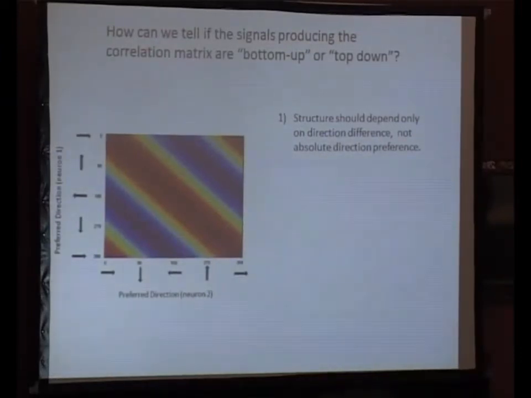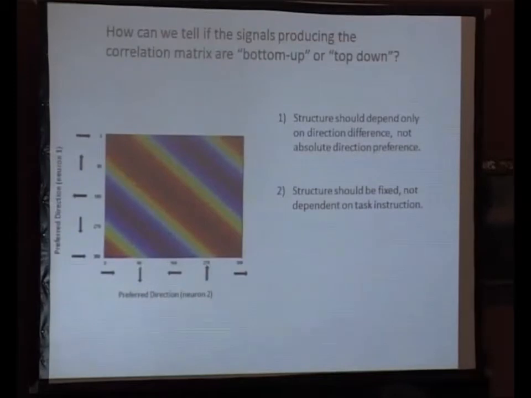And one is that the correlation you see between a pair of neurons should depend on their difference in preferred direction, but it shouldn't depend on the absolute direction preference, which is why this matrix has a diagonal symmetry. And the second thing which is related to that point is it should have a fixed structure. It shouldn't be dependent on a task instruction. Whereas the top-down mechanism, which I propose plays some role, could in principle violate both of these.